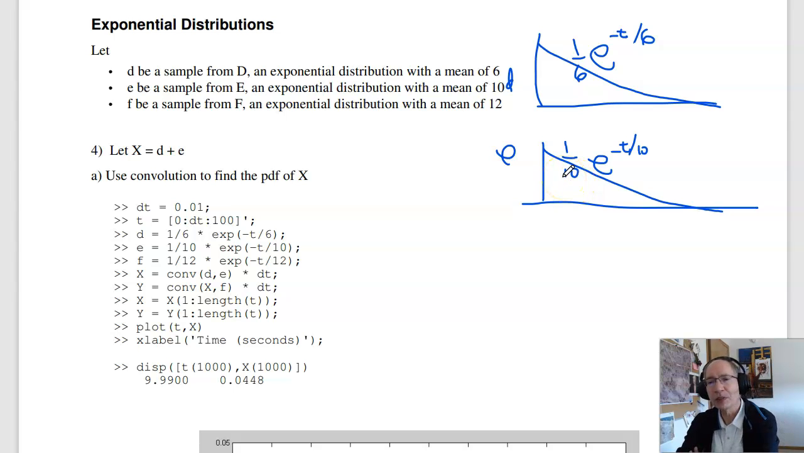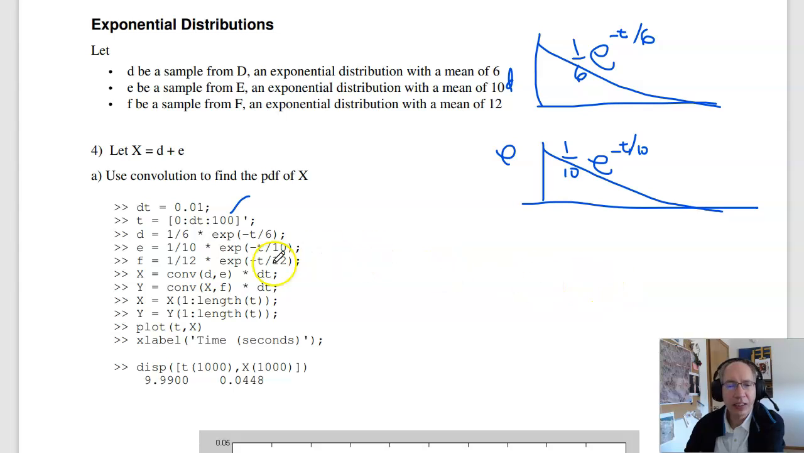Well, that's convolution. Take the two time responses, or PDFs, and convolve them. In MATLAB, the means are 1/6 and 1/10 of a second. I just went out to 100 seconds, just to make sure. Well, it'll never go to zero, but I got to stop somewhere. So at 100, it's close to zero. It'll be a little bit wrong, but as long as I go far enough out, it's not too far off.